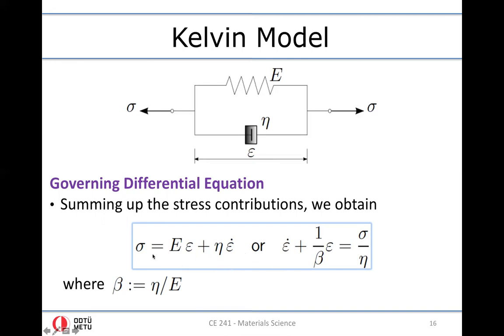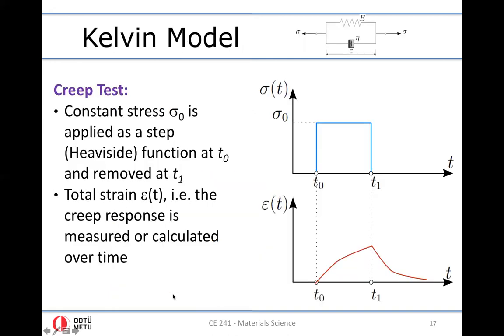So if you divide this expression by eta, what you obtain is this version of this differential equation. So they are equivalent. Where again we introduce the characteristic time of the model as beta, that is given by the ratio of the coefficient of viscosity to Young's modulus.